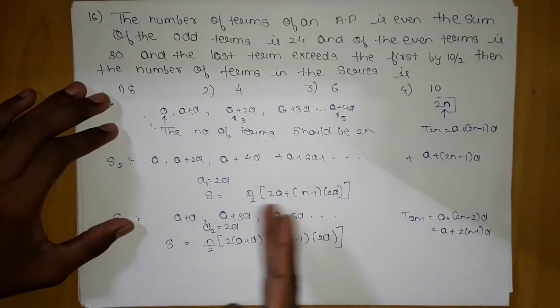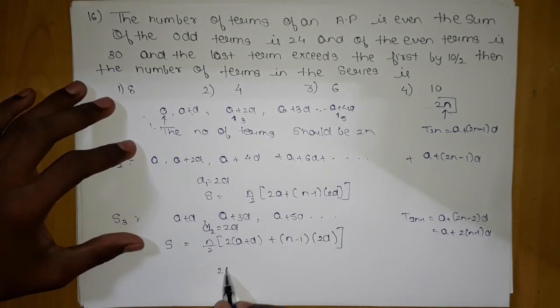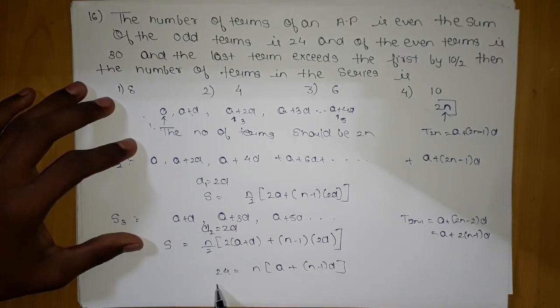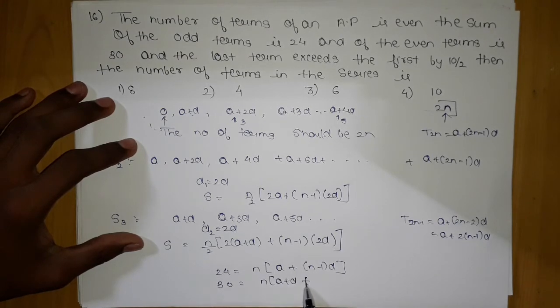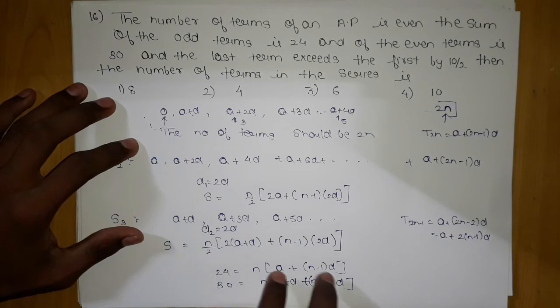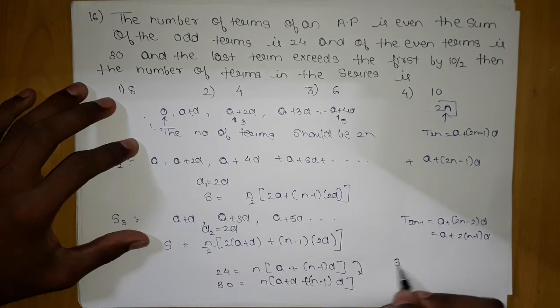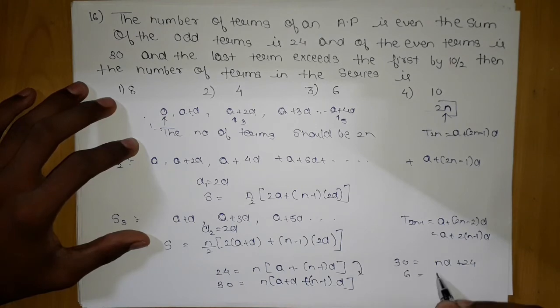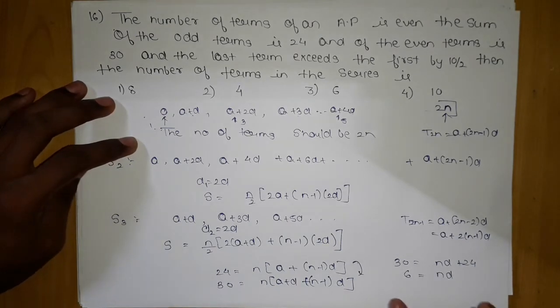The sum is given as 24. So 24 is equal to n into a plus n minus 1 into d, and the next is 30 is equal to n into a plus d into n minus 1 into d. So we got the two equations. Now what we can do, if you see clearly, this n into n minus 1 d is present here and also in this, so we can substitute its value. 30 is equal to nd plus 24. This is based on your observation. 6 is equal to nd, so this is what we are getting.